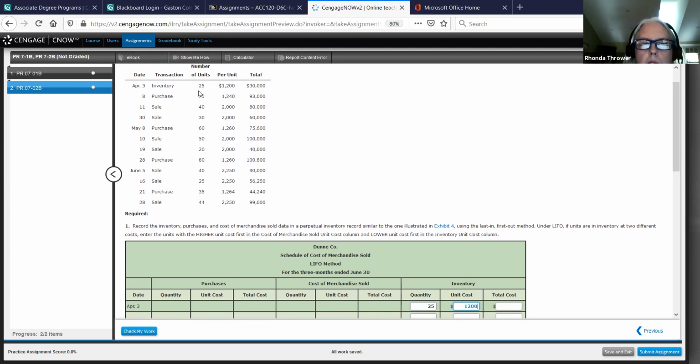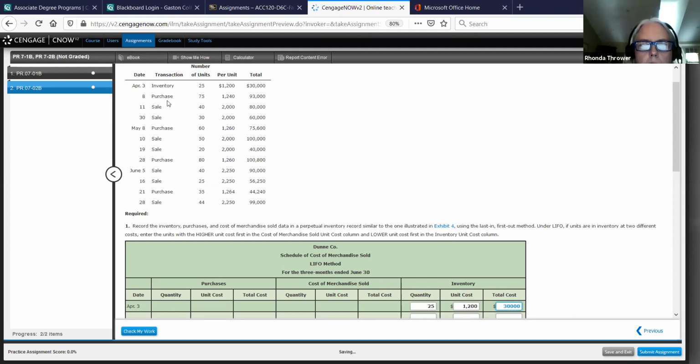And you might have noticed that if you take 25 and multiply it by 1,200, it will give you 30,000. So they were nice to you and gave you the total cost, but sometimes, you know, on test questions and things like that, they won't give you the total cost. You need to know that you multiply the quantity times the unit cost to get the total cost. So that's the cost of our inventory that we have to start with.